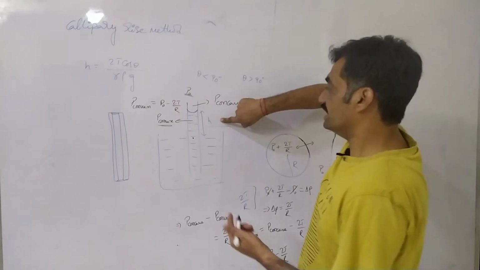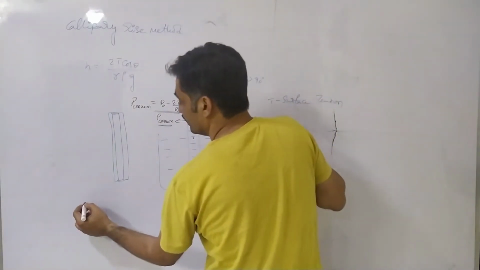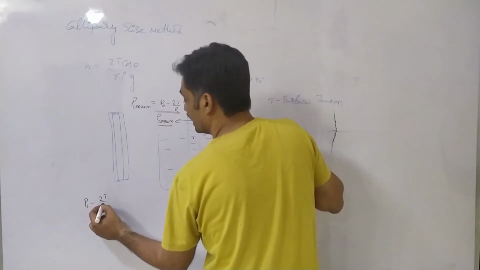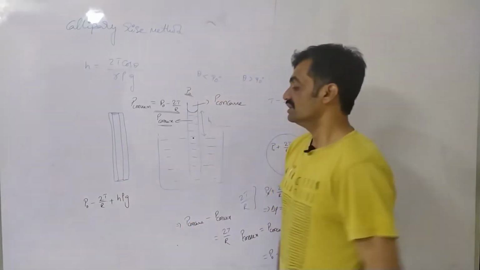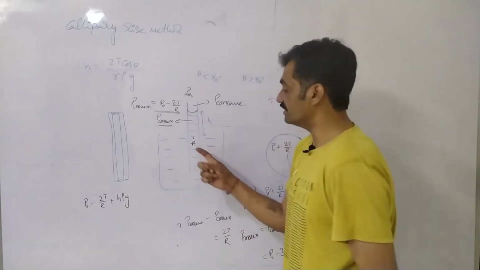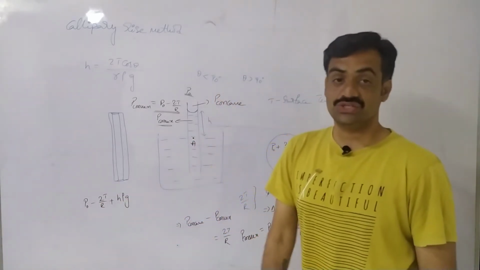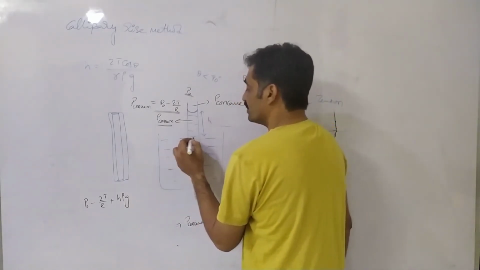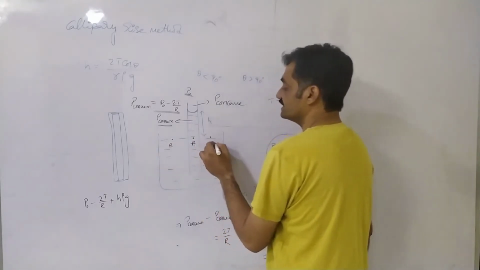So based on the height, the pressure at this point based on this equation can be given as P naught minus 2T by R plus H rho G. So this is the pressure acting at this point. If we consider this point as A, we can represent that the pressure acting at this point is P naught minus 2T by R plus H rho G. Now let us compare the pressure at this point along with other 2 points B and C.